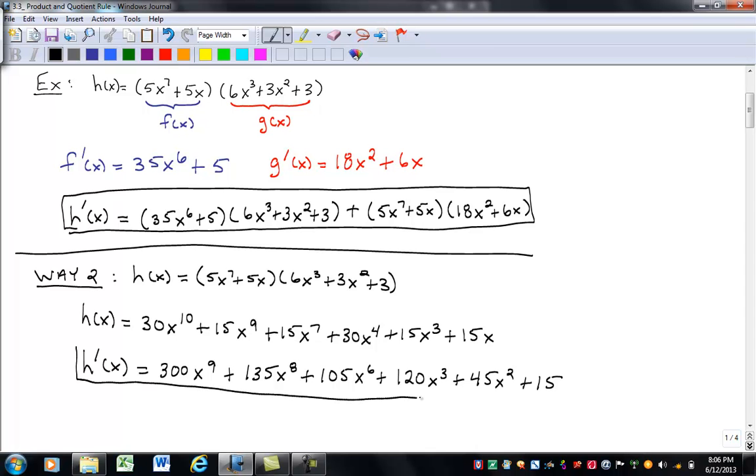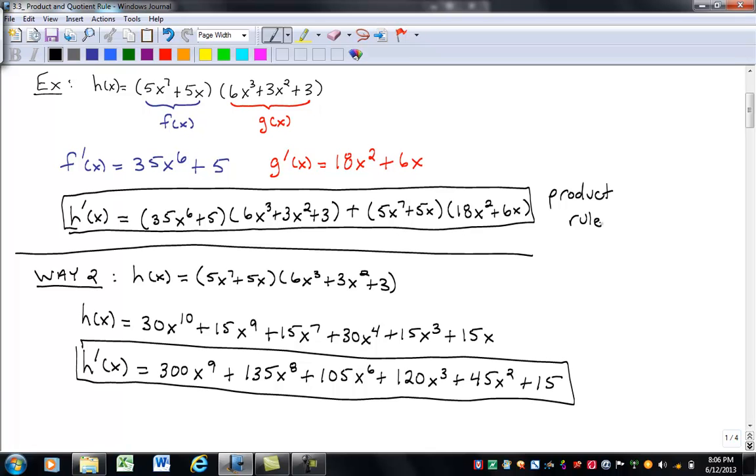If you were to FOIL together your answer in way 1, you would have gotten exactly the same answer as we got in way 2. This is way 1 using the product rule above. And this is not using the product rule. This one just multiplied it all together and found the derivative. But if you multiply your answer from the first one, you'll get what you got in the second one. Remember, on the test, some of these you'll have to use the product rule on. I'm not so concerned that you simplify that. So you could leave it as the product rule answer completely.